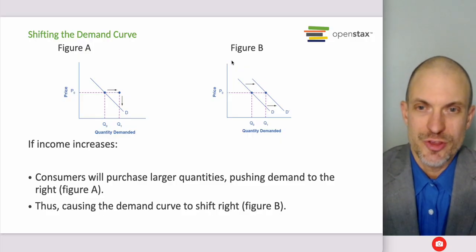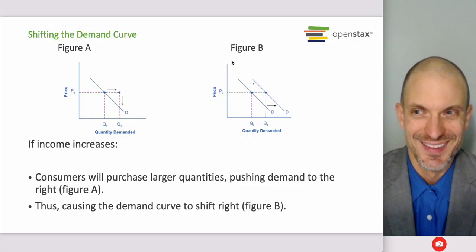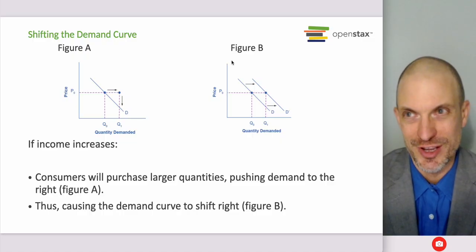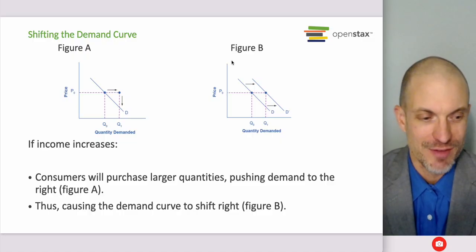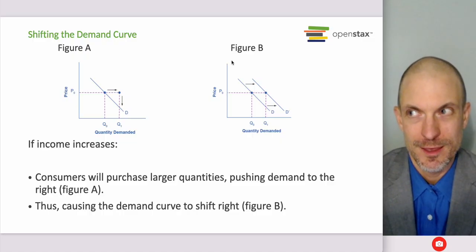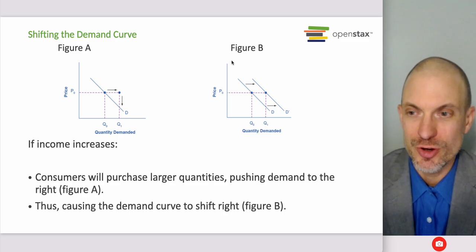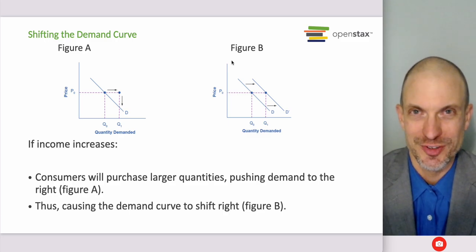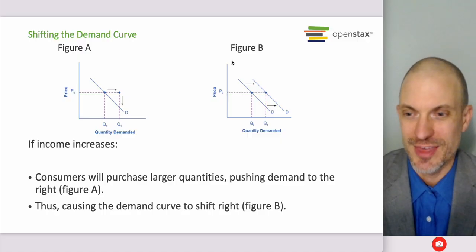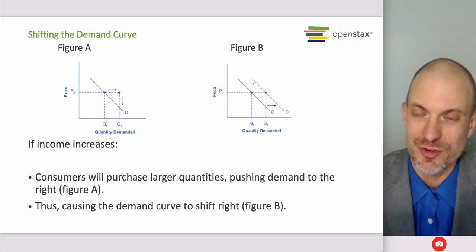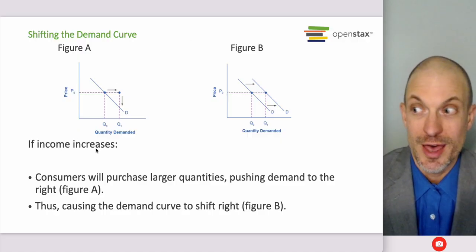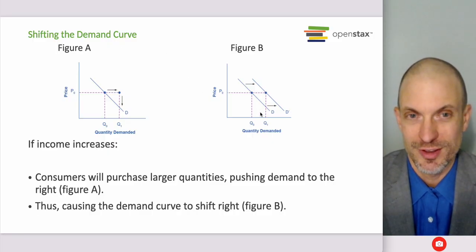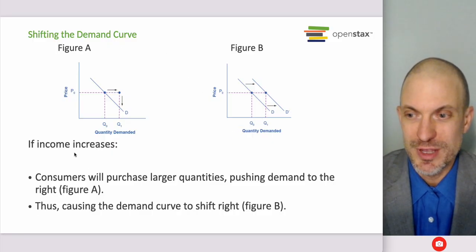Right, so the way this would look in a demand schedule is you'd have your original demand for figure A, demand A, and then you'd have your new demand, demand B. Your demand A would have smaller quantity demanded everywhere, and your demand B would have larger quantity demanded everywhere, indicating that if your income increases, you'll be able to buy a larger quantity at all possible prices. That's why it's a shift. Income increases, consumers will buy larger quantities, pushing demand to the right.